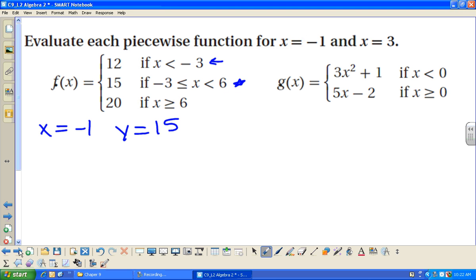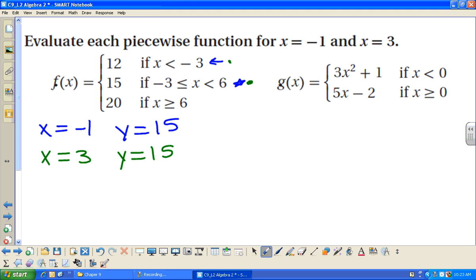So I also want to evaluate x is equal to 3. 3 is not less than negative 3. 3 is also in between negative 3 and 6. So when x is equal to 3, y is also equal to 15. This is like your example for 20 to 25-year-olds have to pay $30 and 26 and above have to pay 35. You can have two of the same y's for two different x's.